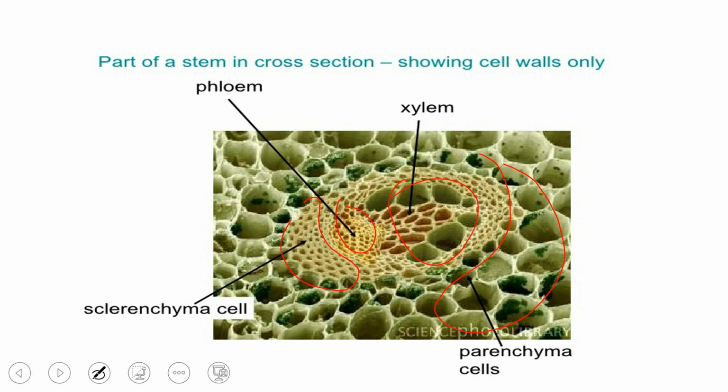The xylem, as we said, transports water and mineral salts. The phloem transports sugars. Sclerenchyma cells, these are dead cells, and they provide support. The xylem cells also provide support. We'll talk in a bit about xylem cells.